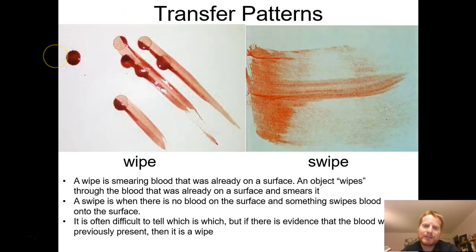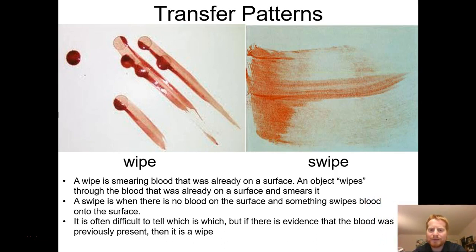what we're saying. So now we're looking at an example of something called transfer patterns. There are two of these we're looking at. One of them is called a wipe. And a wipe is different in the sense that it's smearing blood that already existed on a surface. So there was already blood on that table, somebody ran their hands through it, and that is a wipe. It's almost as though you were trying to wipe it up and failed, sort of. Something that's different but confusingly similar is called a swipe. A swipe is when there was actually no blood on the surface, but there's instead blood on your hand or the object that you're using, and now you wiped blood onto the surface.